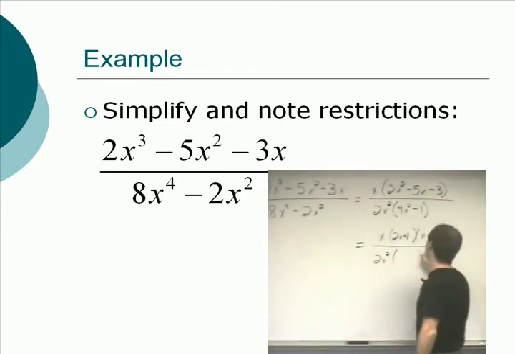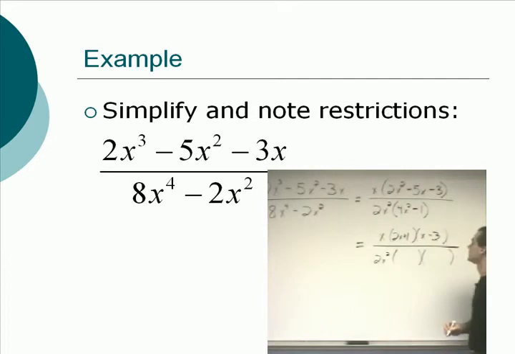Okay, well, the bottom will factor a little bit more easily. 2x squared times what? 2x and 2x, it's a difference of squares. 2x plus 1 and 2x minus 1. Okay, so now it's completely factored. Now we can answer both the questions. Now we can simplify it and we can note the restrictions. Before we simplify, let's just go over here and note the restrictions.